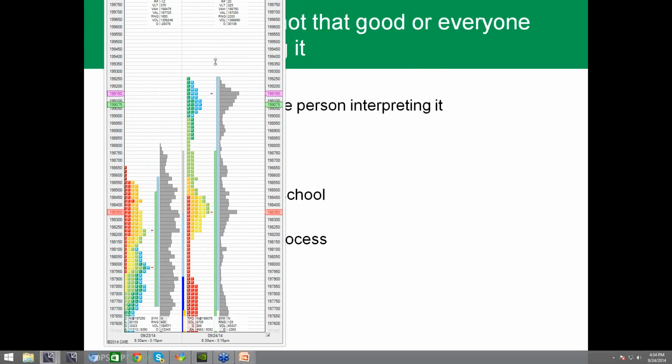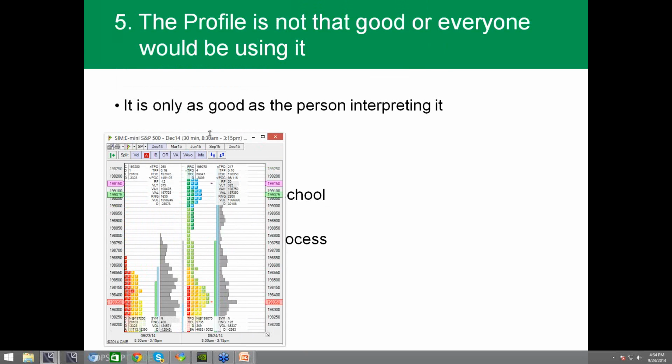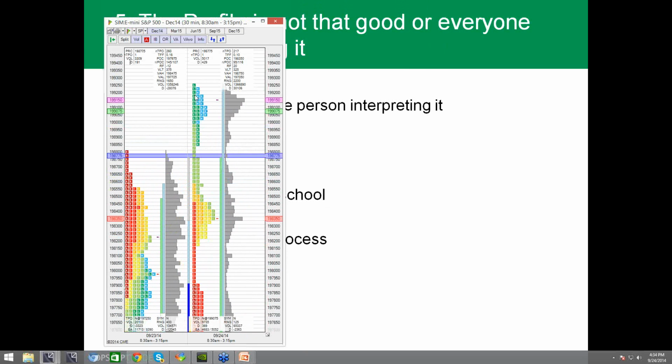All right, we got about 10 questions or so at this point. Tony's asking, so if he understands correctly, you're basically saying that profile is showing him that he should trade based on value as opposed to trading based on price. That is true. You've got to look at things in context.